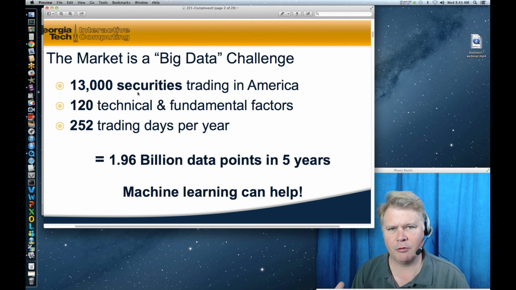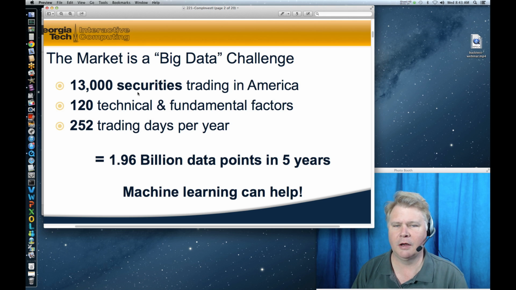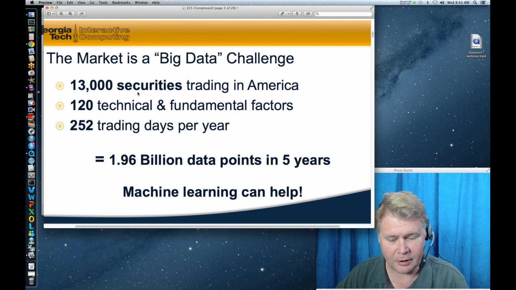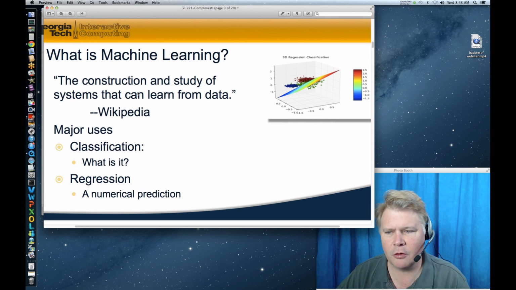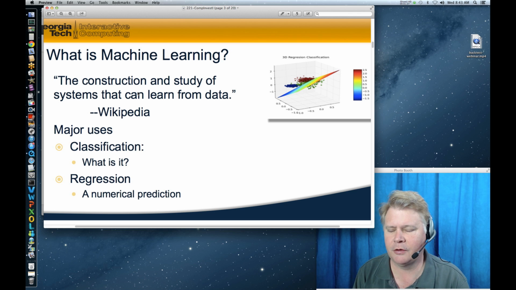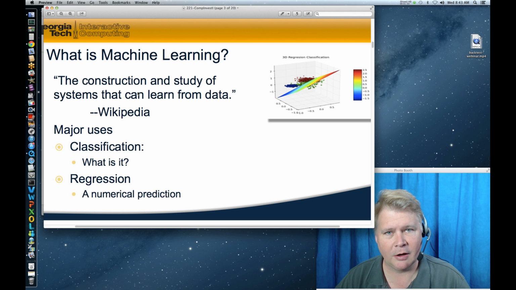How can you sift through those in the sense of backtesting or forward testing to figure out what you ought to do? Well, this is something that machine learning can help with. What's machine learning? So, quoting from Wikipedia, machine learning is the construction and study of systems that can learn from data. And as you know, we've got lots of data in the stock market.